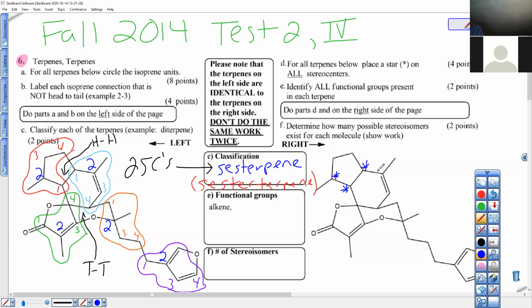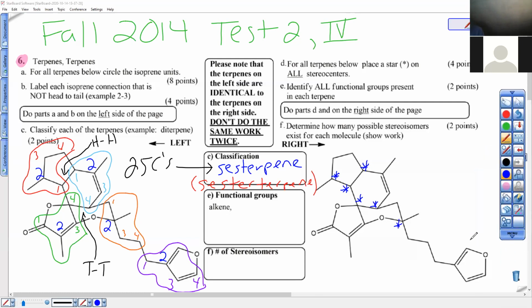Please, no sp2 carbons ever. An sp2 carbon only has 3 things attached. Definition of a stereocenter, 4 different things are attached. So I was really sad when students were putting asterisks on things like carbonyls. That's never true, never sp2. But these all have 4 different groups, and that's it. Don't go putting any stars or asterisks or whatever you want to call them down there. Don't go here with an sp2.